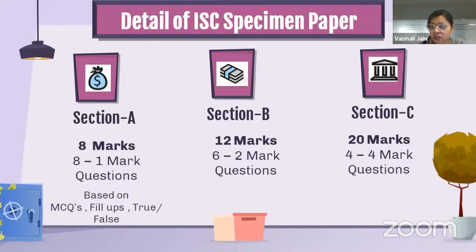Question 1 is of section A, and in that there are 8 subparts, of 1 mark each. And those 8 parts are basically based on MCQs, fill-ups, and true-false. Similarly, in section B, we have 12 marks, 6 questions of 2 marks each. That is 6 into 2, 12. And section A is 8 into 1, 8 marks. So sections A and B comprise 20 marks. And then we have 20 marks of 4 marker questions, right?